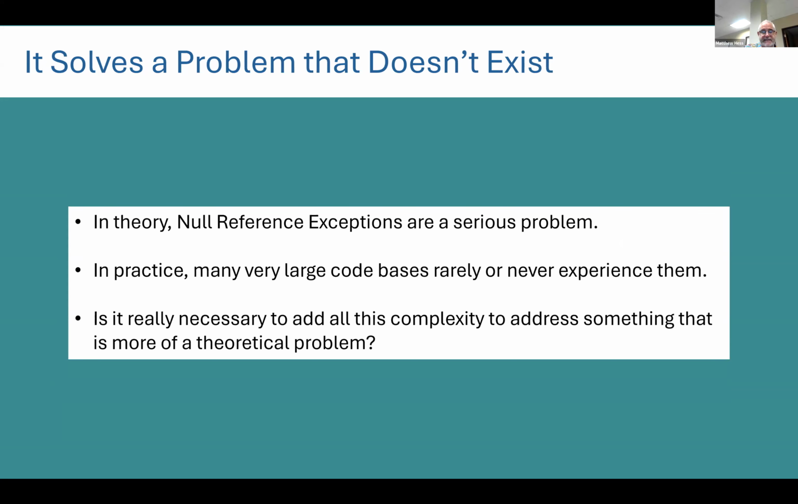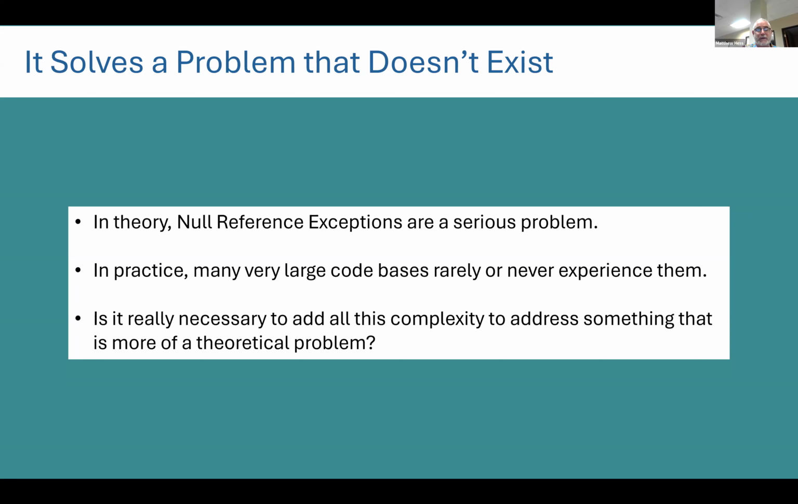Here's a critique. It solves a problem that doesn't exist. In theory, null reference exceptions are a serious problem, and they do suck when they happen, for sure. But in practice, there are many very large code bases that rarely or never experience them. I've worked on some and written some where we had 500,000 lines of code and it's been in production for 15 years. And I bet it's never had a single null reference exception because we just wrote clean code and had good testing and good practices and it just wasn't an issue. So is it really necessary to add all this complexity to address something that could, in many cases, be more of a theoretical problem?